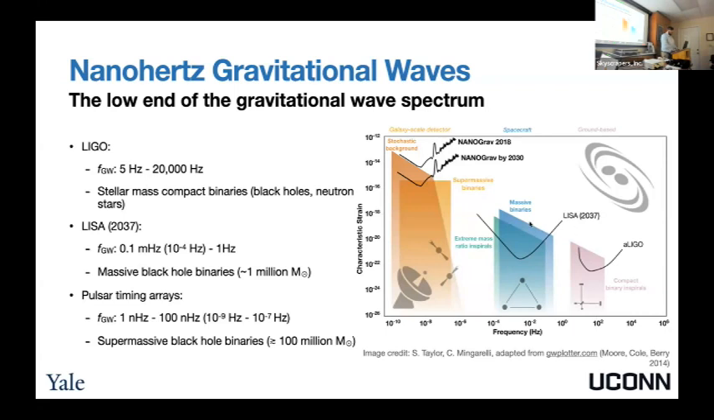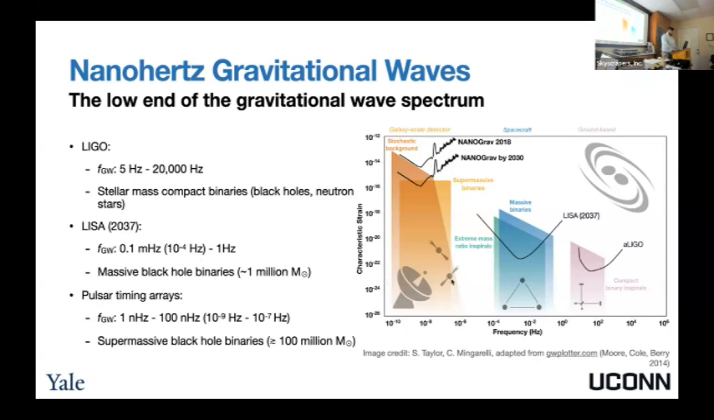Going further down in frequency to the millihertz regime, we have LISA. This is going to launch in 2037. It's going to be a gravitational wave detector that is in space. It operates very similarly to LIGO, but on a much, much larger scale. If I remember right, the interferometry arms of LISA are going to be on the order of a few 100,000 kilometers. So it's going to be on a very, very large scale.